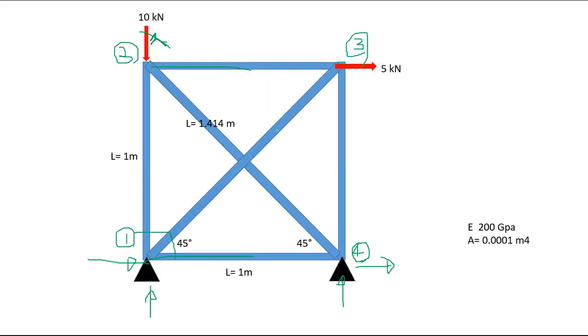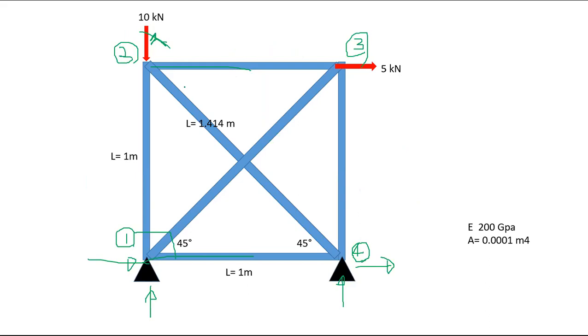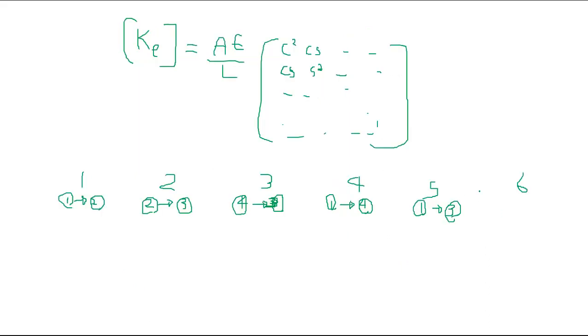This is the fifth element, 1 to 3. Angle is then 45. The sixth element is 4 to 2, not from 2 to 4. Then 4 to 2 means this is the angle, defined from 4 to 2. The angle it makes is 135. So the first is 90, second one is 0, third one is 90, fourth one is 0, this is 45, and this is 135. This is theta.